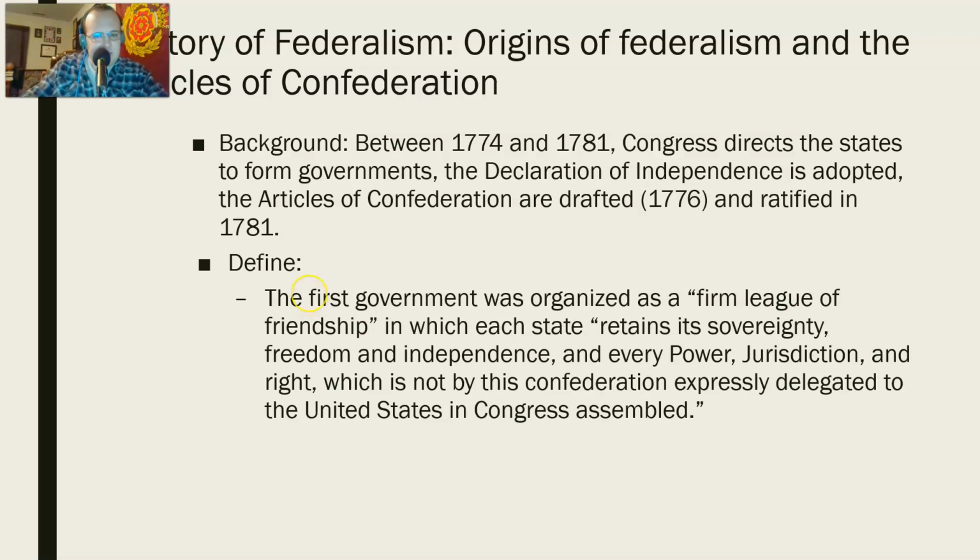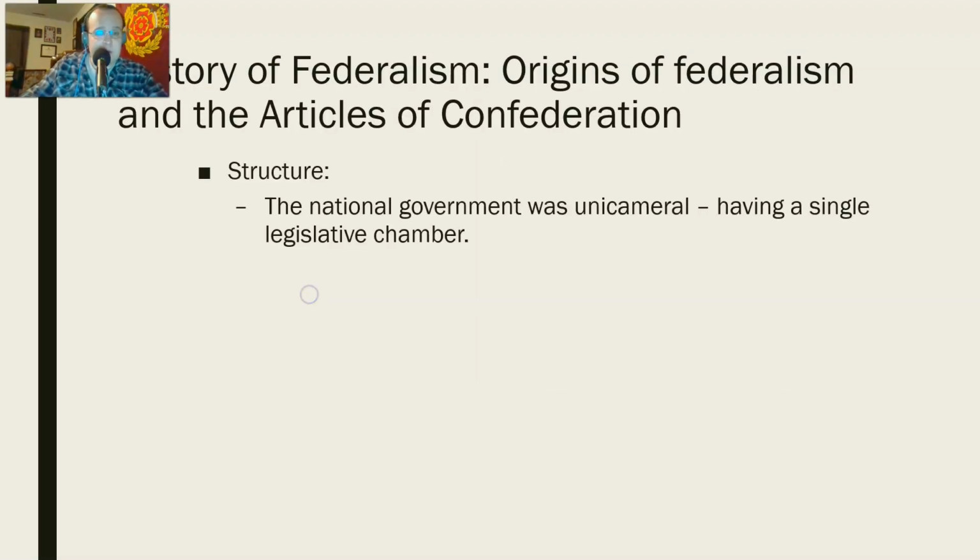Everybody kept their sovereignty, their freedom, independence, every power, jurisdiction, and right that wasn't expressly delegated in the Articles of Confederation to the United States in Congress assembled. So anything that wasn't explicitly mentioned, the states kept. And this led to a whole lot of trouble.